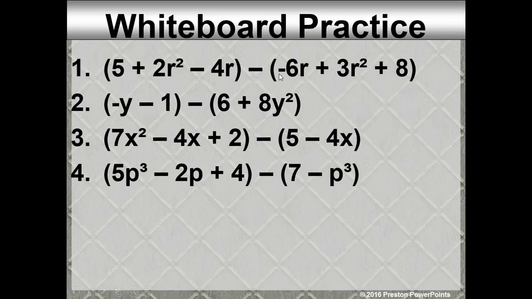All right, so there's some practice for you to do. Again, we're going to change this to a plus, and that's going to make that a positive 6r, that a minus 3r, and that a minus 8. Then rewrite, and then stack them, or combine like terms. Once you get it to a plus and you've changed the sign, then you treat it just like the addition problems, just like the previous one. So should be good. All right, so let me get out of that.